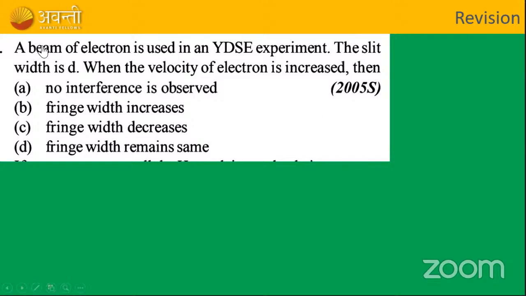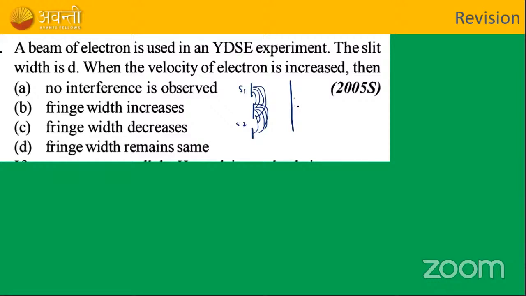A beam of electrons is used in Young's double slit experiment. The slit width is d. When the velocity of the electron is increased, then... very simple. If you know Young's double slit experiment, what happens? We have two slits, slit S1 and slit S2. Light enters from slit S1, and light also enters from slit S2. Both of them meet and undergo interference in the center, and they create an interference pattern.